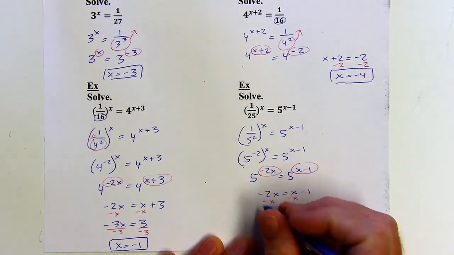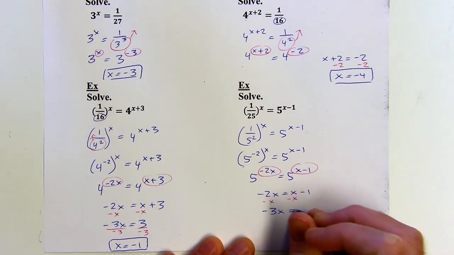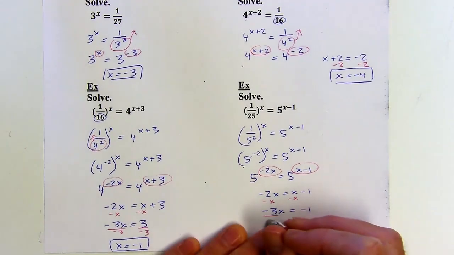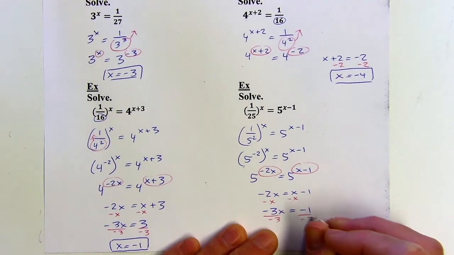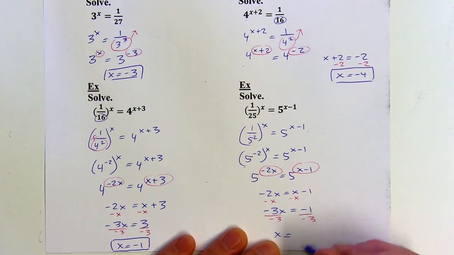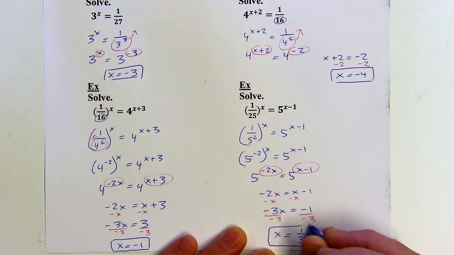Now I've got -3x equals -1. And I'm going to divide by -3 to finish solving. That means x is going to equal, well, I've got a negative over a negative, so that's going to come out positive. So positive 1/3 is my solution there.